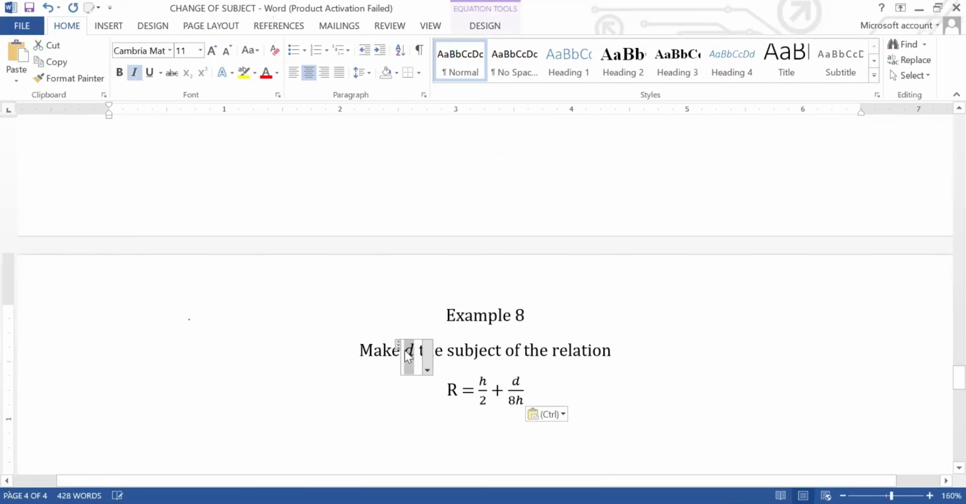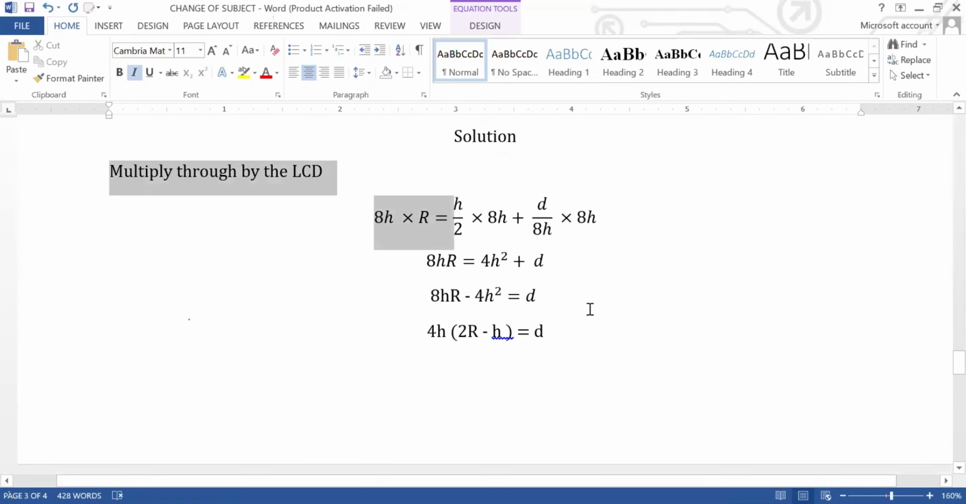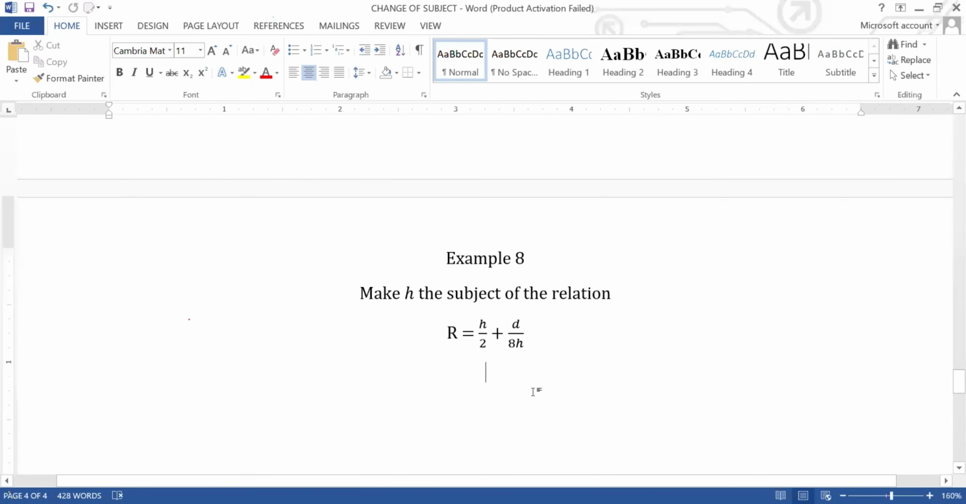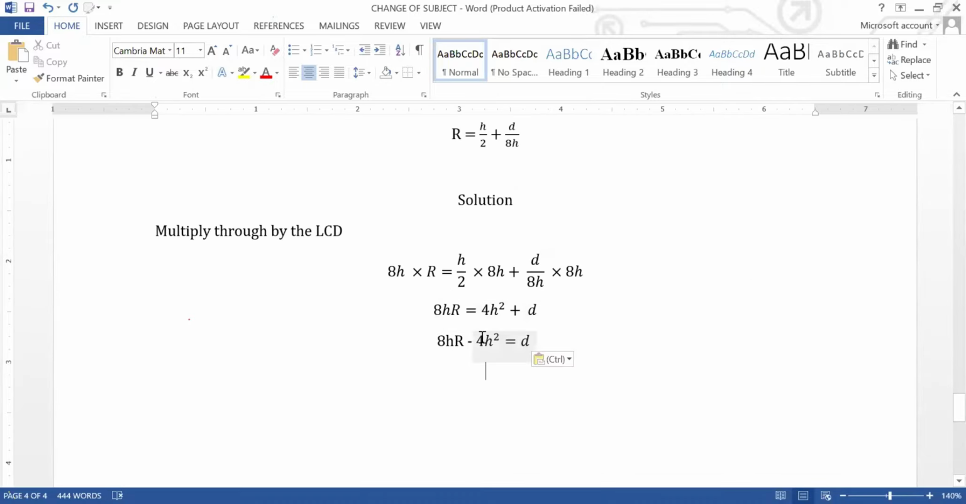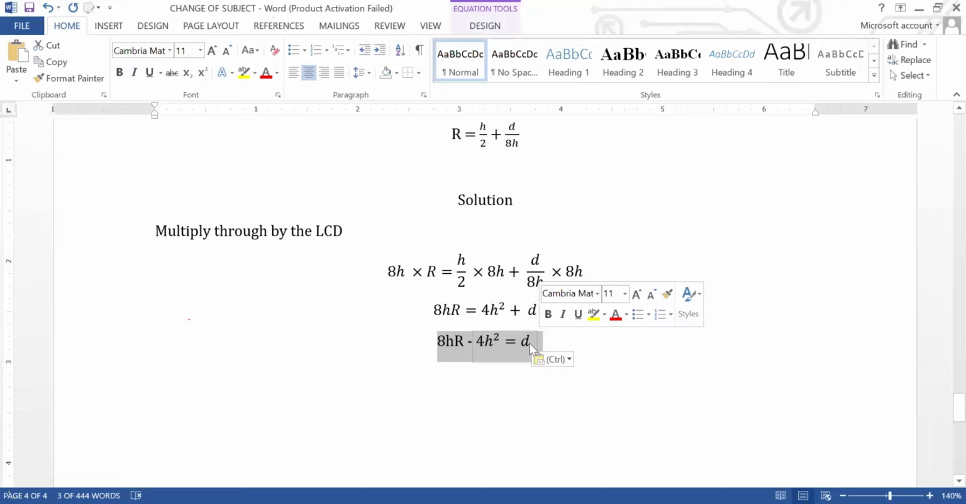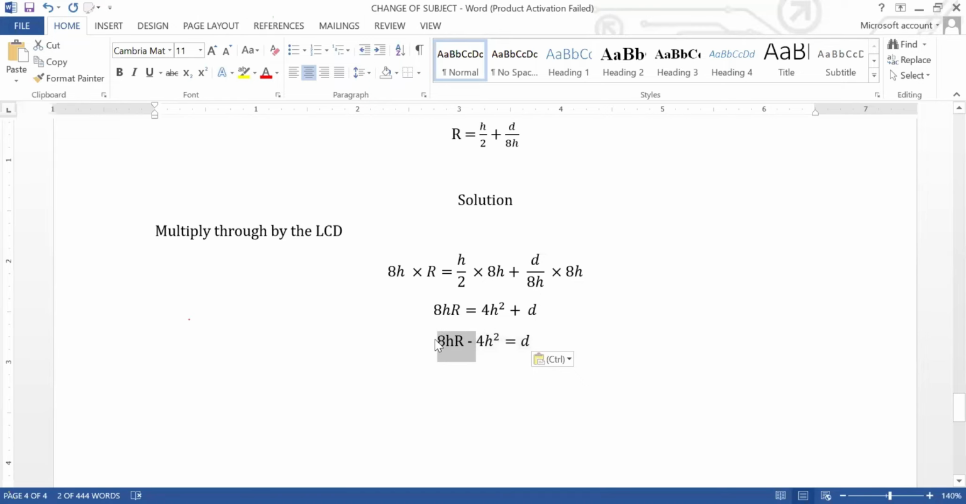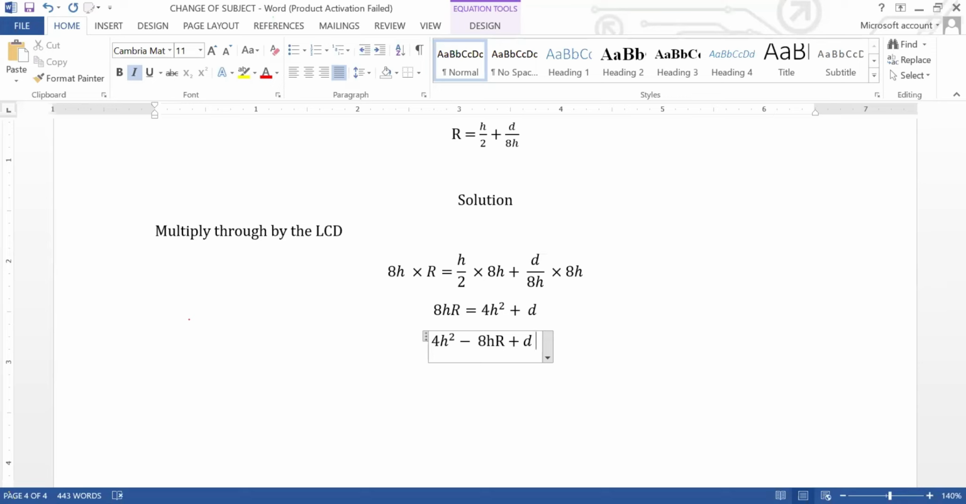Make H the subject. We'll do the same thing, solution, and we'll reach here. And when we reach here, we cannot move further because H cannot stand alone. We cannot move further, right? So we'll pose this as a quadratic. Okay? So the quadratic becomes like this: 4H squared minus 8HR, and a D here, plus D is equal to 0.